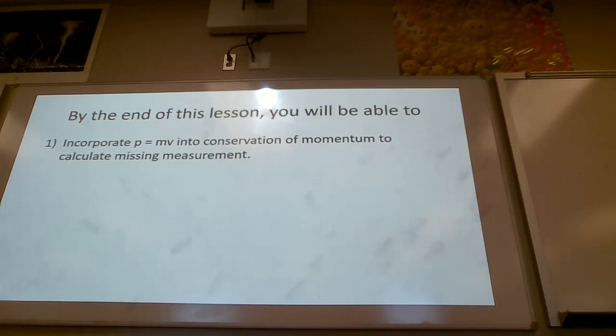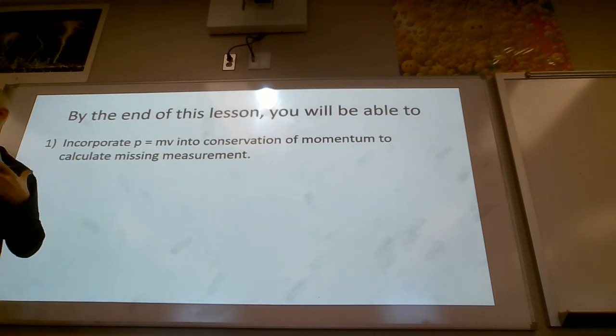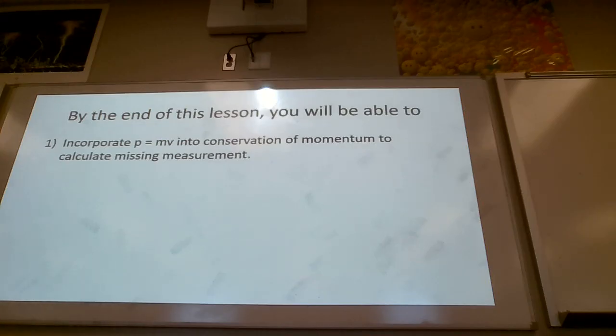Okay, today's lesson and the worksheet you have for homework due on Monday is going to be the same stuff. The only difference is we're going to be incorporating that momentum is equal to mass times velocity. That is it. It's just going to be a little bit more mathy, but not much.